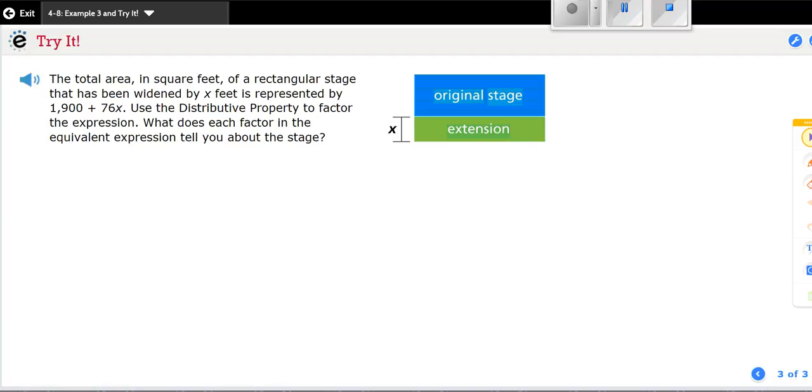Now it's your turn. Right? Here is your picture. They even are starting to give you some numbers to help you out. And it even tells you what to do. Use the distributive property to factor the expression, right? Keyword factor the expression. Right? And that will help you solve this problem.